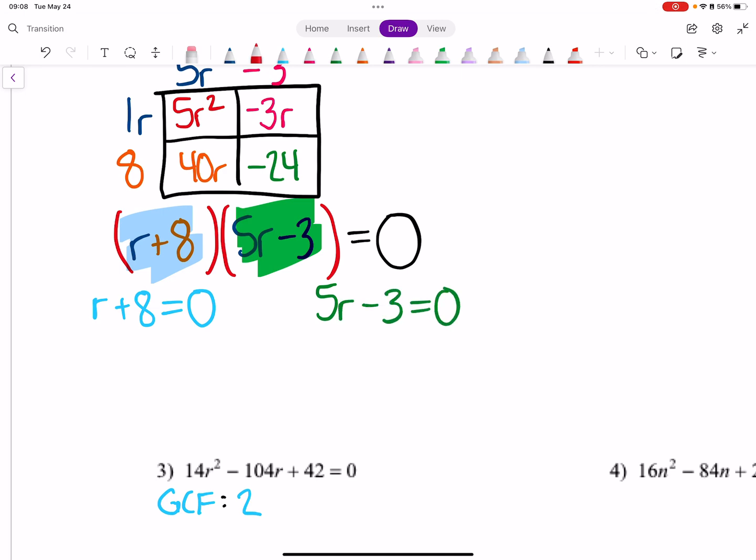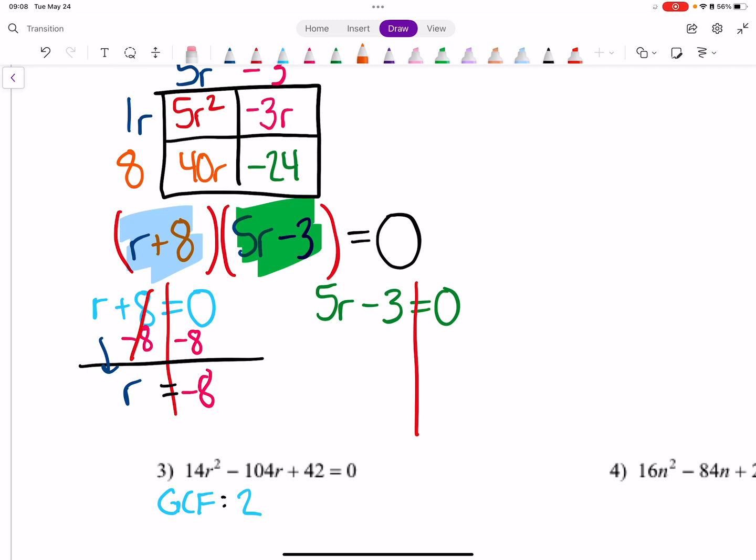That first one's really easy to solve. It's just a one-step equation. I need to move that positive 8 to the other side by subtracting. 0 take away 8 is going to be negative 8. So one of the options is that r equals negative 8. That's one solution. The other one's a two-step.